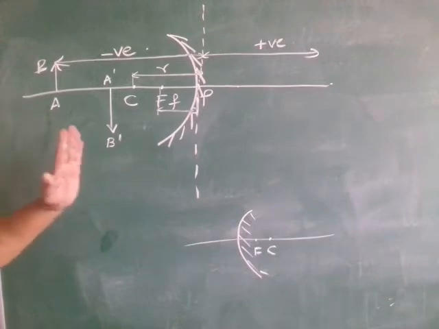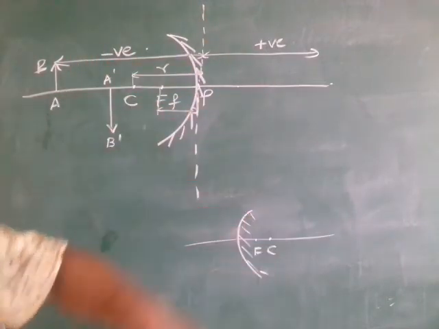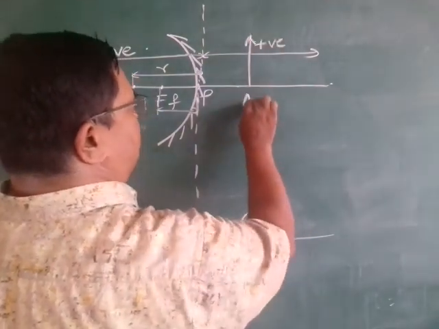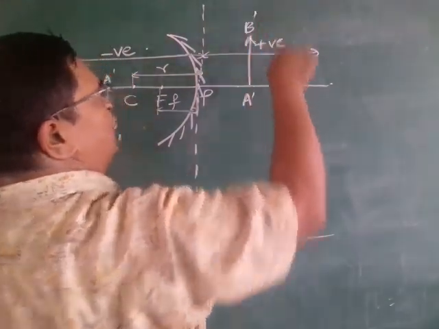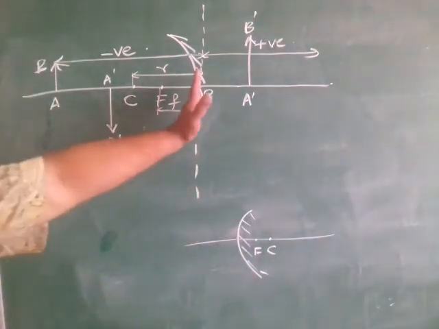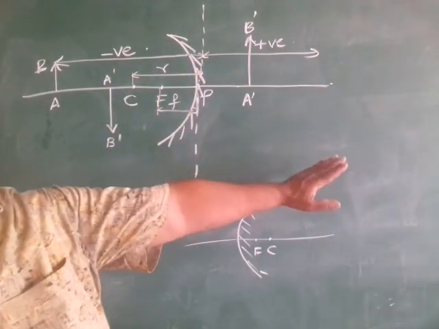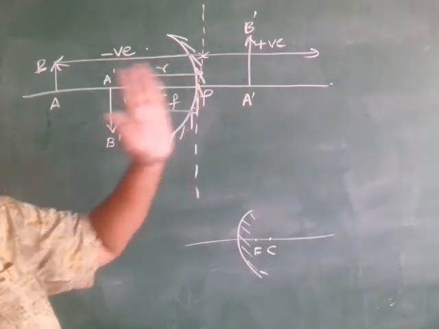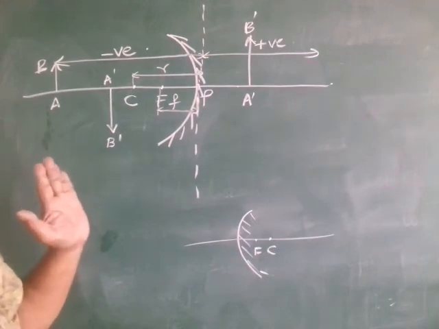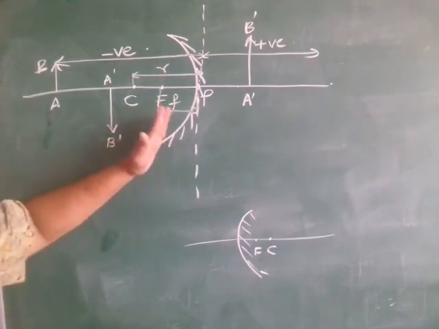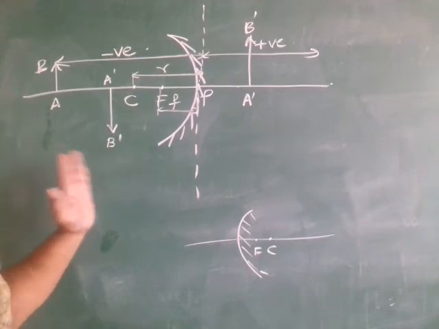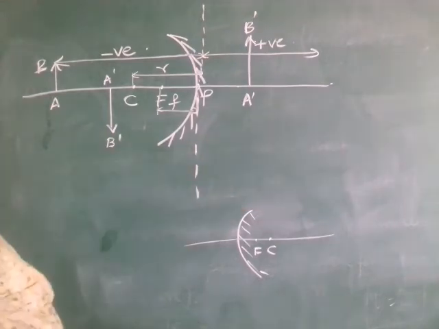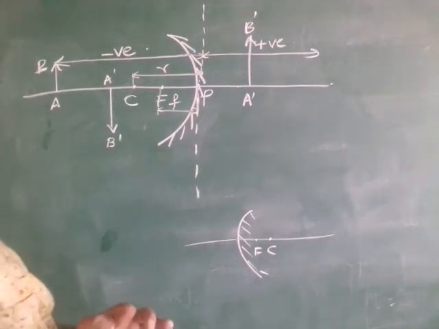And those images which are formed to the right of the mirror, that is, if the image distance is positive, then it is a virtual image, because virtual images are formed behind the mirror. Virtual image distances are positive, whereas real image distances are negative, because real images are formed in front of the mirror, whereas virtual images are formed behind the mirror. These things you should always remember.